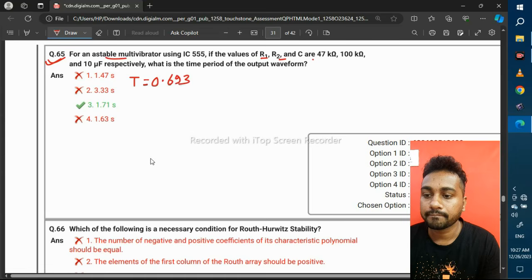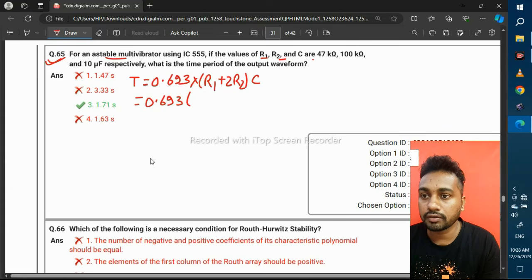0.693 into (R1 plus 2R2) and into C. So everything is given, you just calculate these things, 0.693, and calculate by yourself also. Maybe it was my mistake or I don't know. R1 is 47 kilo ohm plus 2 into R2, which is 100 kilo ohm. Okay, and C is 10 microfarad.